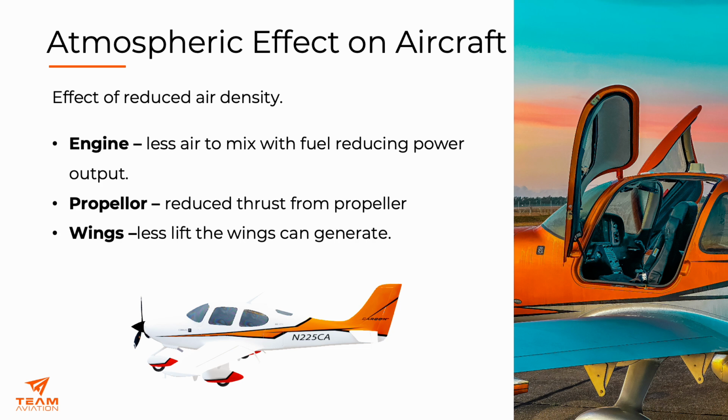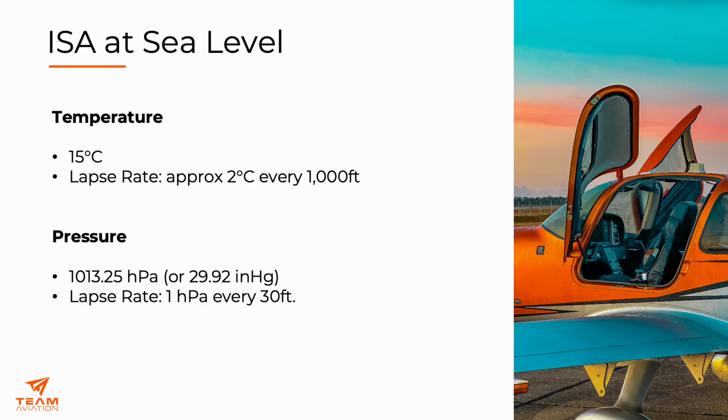The International Standard Atmosphere, ISA, helps pilots calculate these performance changes by providing a standard reference for air density at different altitudes. In the next section, we'll look at lapse rates and how temperature and pressure change with altitude. The International Standard Atmosphere, or ISA, provides a standard reference for atmospheric conditions at different altitudes. At sea level, ISA defines specific values for temperature and pressure, which serve as the baseline for aircraft performance calculations.